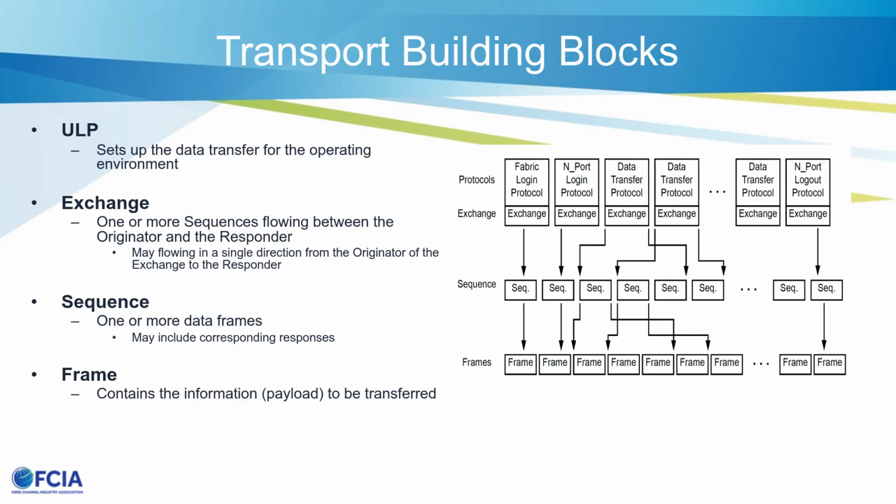But they're all maintained independently and individually, such that when all of the frames and the status messages for the individual IO complete, that IO operation is done. So you can see that underneath each of these it says exchange, and that exchange means it's the complete IO operation, and that comprises one or more sequences flowing between the originator and the responder of that. And a sequence then itself is one or more frames, and then the frames contain the Fibre Channel header, and it contains the information, the payload to be transferred.